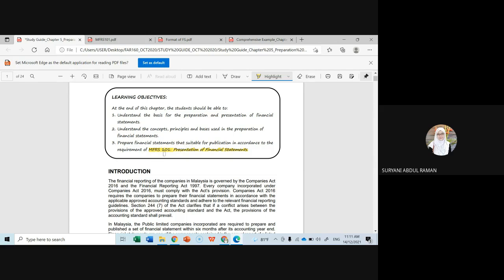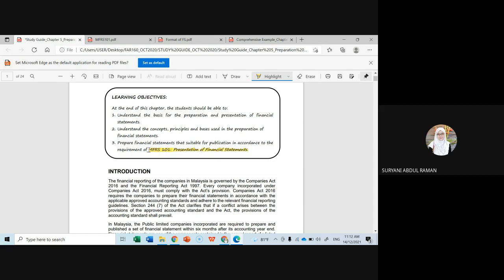All the companies registered under the Companies Act are required to prepare their financial statements. That is one of the requirements for companies registered under the Companies Act, so the company must follow the requirements of the Act. So how does the company prepare its financial statements? The accounting body in Malaysia, the Malaysian Accounting Standards Board, has issued an accounting standard for companies to follow as a guideline in preparing their financial statements. The accounting standard is called MFRS.